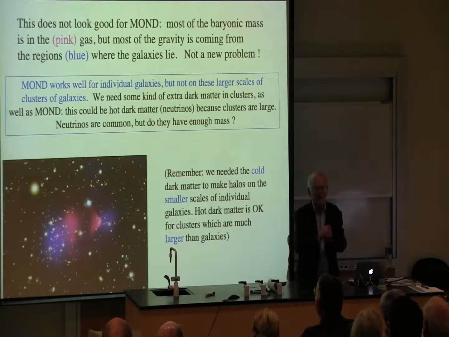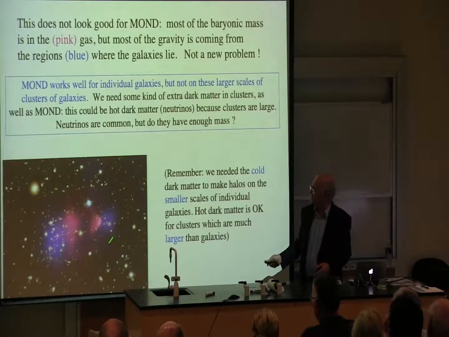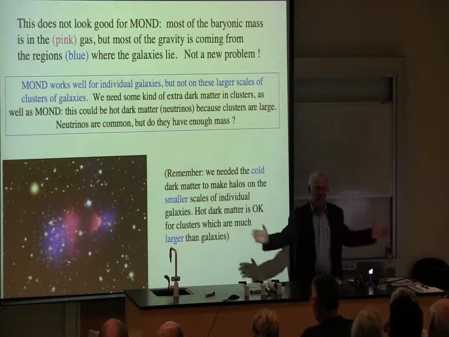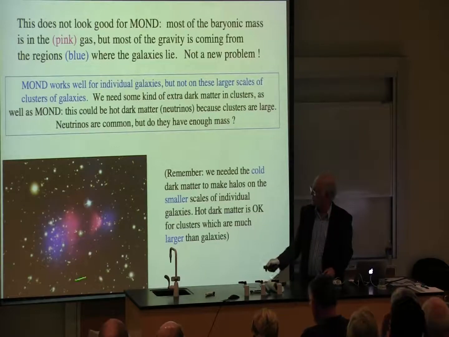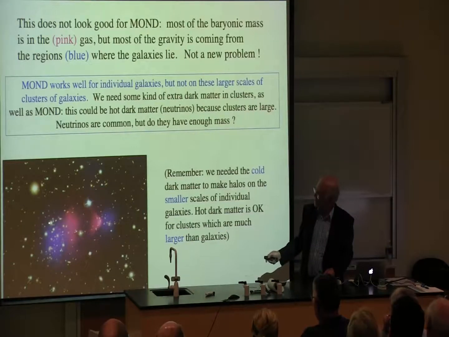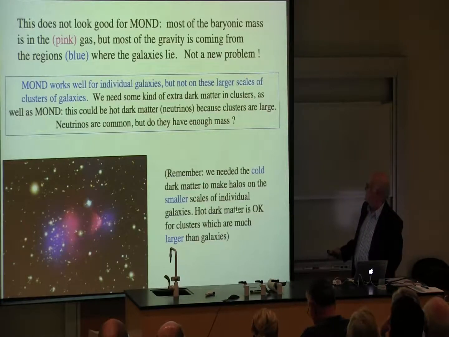Now that's not quite as bad as it might look, because, remember I said, to form a galaxy, dark matter can't be moving very fast, because otherwise it's got too much energy and it won't condense. When you get to a big thing like a cluster of galaxies, that's no longer true, and you can afford to have what's called hot dark matter or warm dark matter, because it can condense into these huge structures like the clusters of galaxies, even though it doesn't condense so well into structures like the individual galaxies. So hot dark matter is okay for clusters, which are much larger than the galaxies.